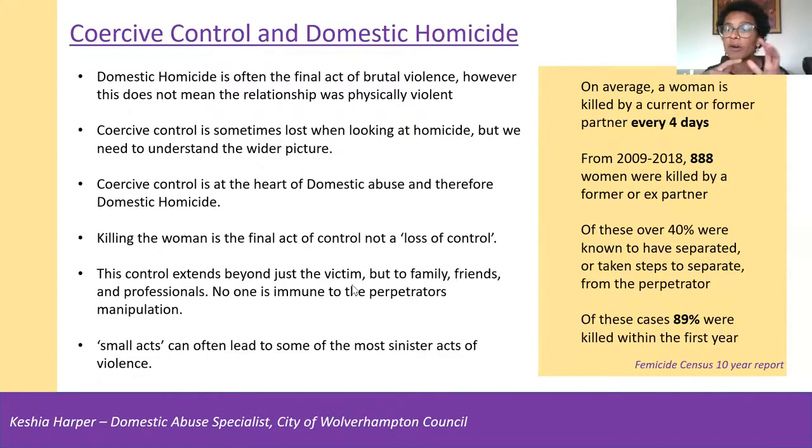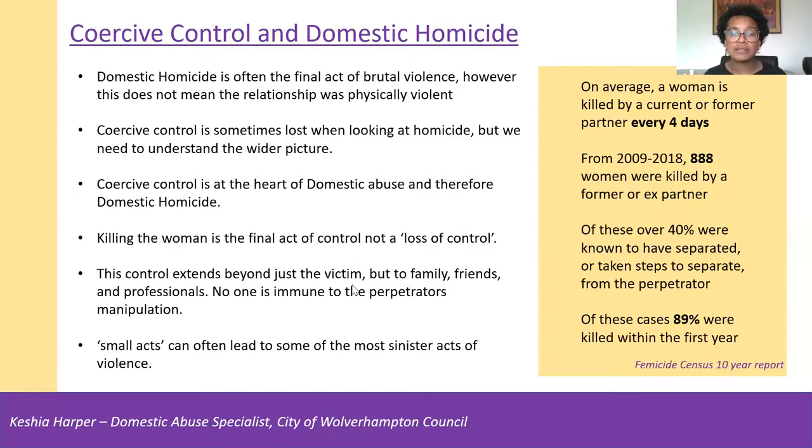To start, domestic homicide is often the final act of brutal violence. However, this doesn't mean that violence was evident in the relationship before. I think this is really important because when we hear about domestic homicide, we know that there's been a murder, and often it's a very violent act. That instantly creates a picture of violence and chaos and indicates that maybe this is how the relationship has always been. But actually, in many cases, there isn't any violence prior to that. And again, that links back to that element of control, which I'll talk about a bit more.